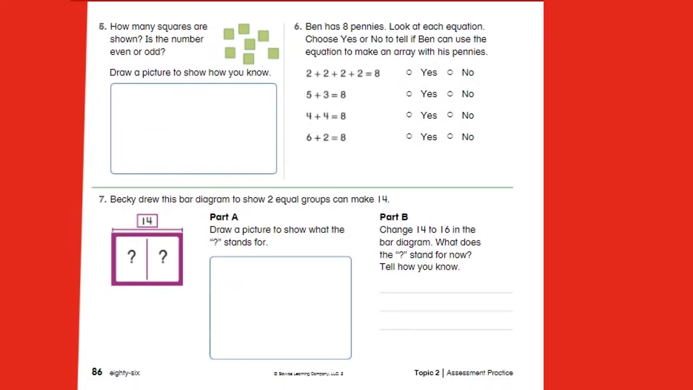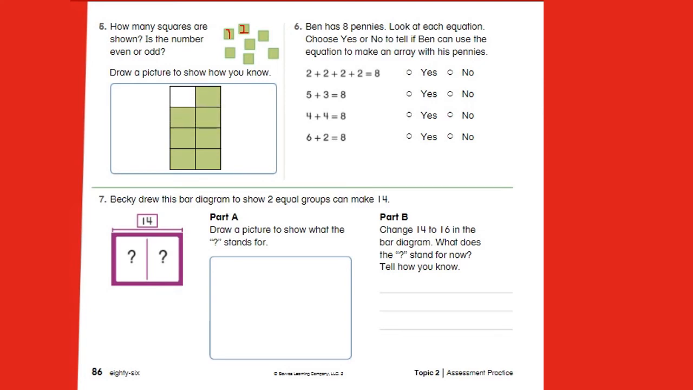Okay, so number 5, how many squares are shown? Is the number even or odd? Draw a picture to show how you know. Now, some people got a little confused because they accidentally counted a square twice. What I think you should do, if you have something like this, is number it. There's number one, there's number two, and go on and on like that. Okay? And if you count them all, you will find that there are seven squares.